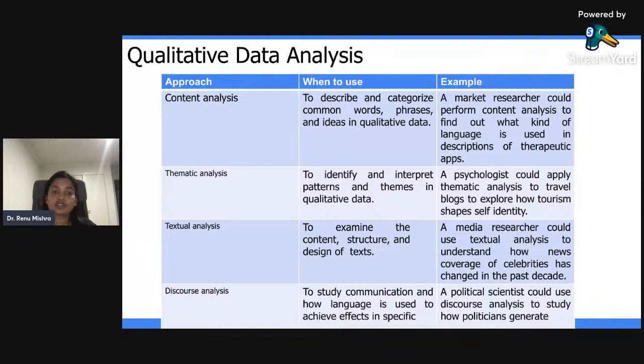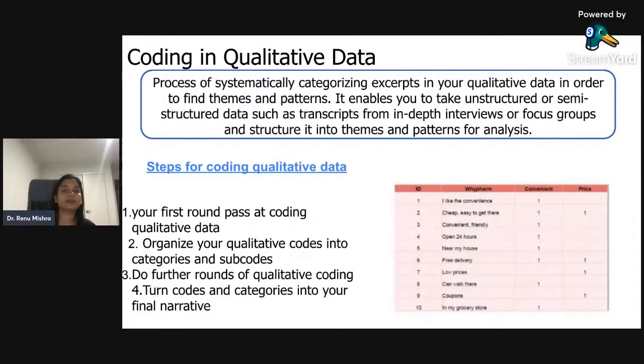Thematic analysis, textual analysis, discourse analysis. Thematic analysis means when you identify some patterns, some themes. Textual analysis means common structures and designs of text. Discourse analysis means how communication and language is being used. So mainly content and thematic analysis are used by researchers. Okay.